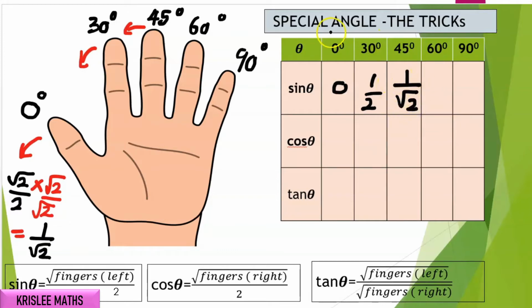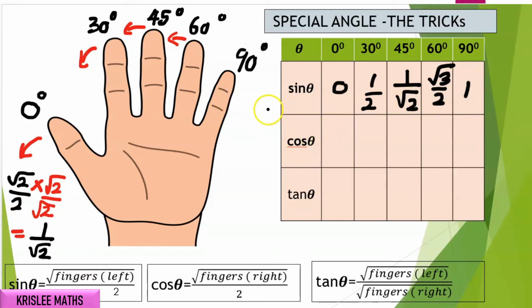Next for sine 60, on the left you have 3 fingers. 1, 2, 3. Therefore, the answer will be square root of 3 over 2. Next, for 90 degree, on the left you have 4 fingers. So square root of 4 over 2, that will be 1.